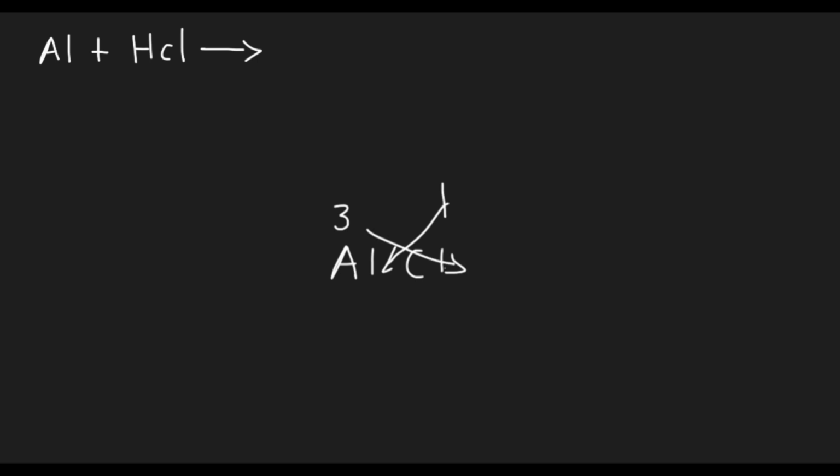So now we move on to, let's say, aluminium reacting with hydrochloric acid. So the first one, we need to write the correct chemical formula for aluminium chloride. Aluminium has a valence of 3, chlorine has a valence of 1. So if we use the crisscross method, the chemical formula will give us AlCl3, plus H2. The hydrogen is always diatomic.